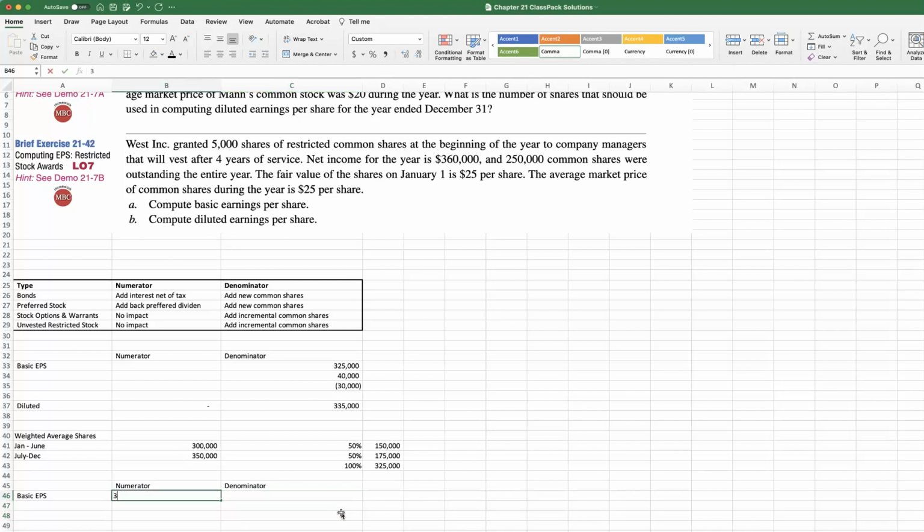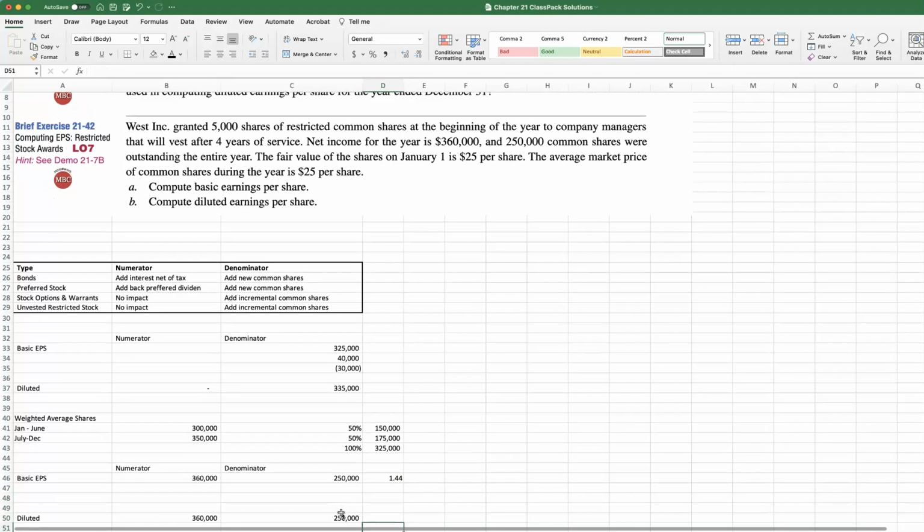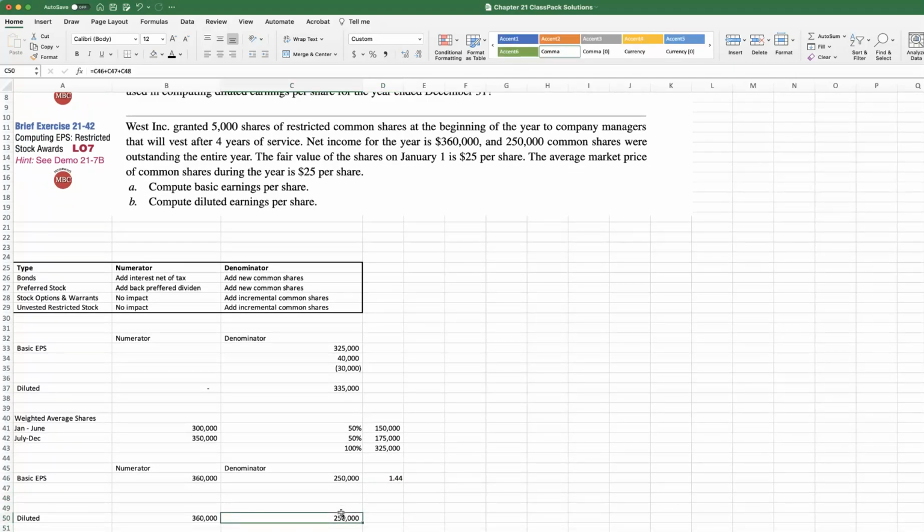The net income for the year is $360,000. I'm going to punch that in. And there's 250,000 shares outstanding all year. Oh, good. I don't have to do a weighted average share calculation. So right away, I can get my basic EPS because there's no preferred stock, and my basic EPS is $1.44. For diluted, I've got to figure out how many shares I'm going to have to issue. Well, it says right here that I've granted 5,000 shares. And right now, the fair value of those shares is $25 per share.